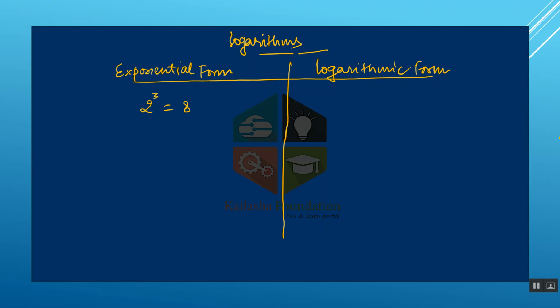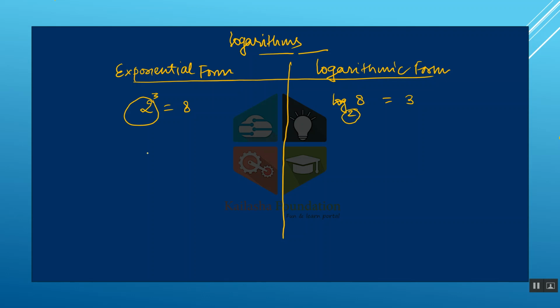Now, if the question is asked in the reverse manner, that what power we'll raise 2 that it gives 8. So the answer is 3. To what power we raise 2 so that it gives 8? The answer is 3. So in exponential form, the base was 2. In logarithmic form, the base is 2. But the notion is very different.